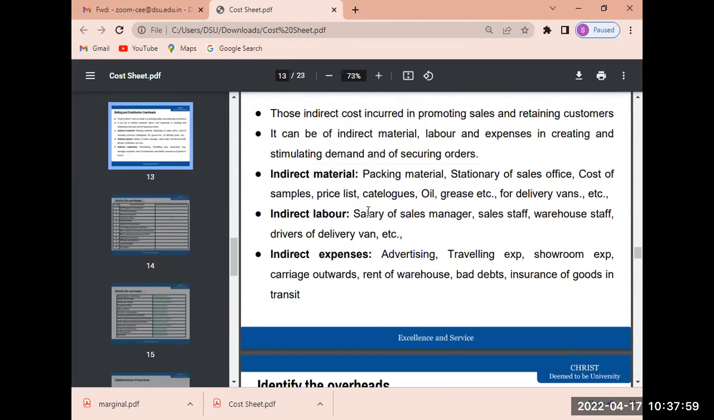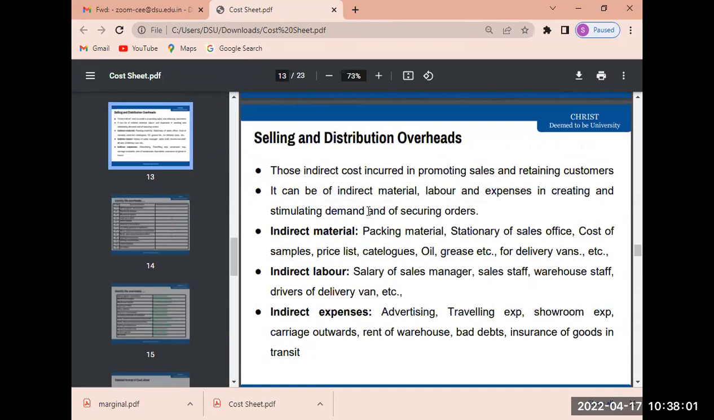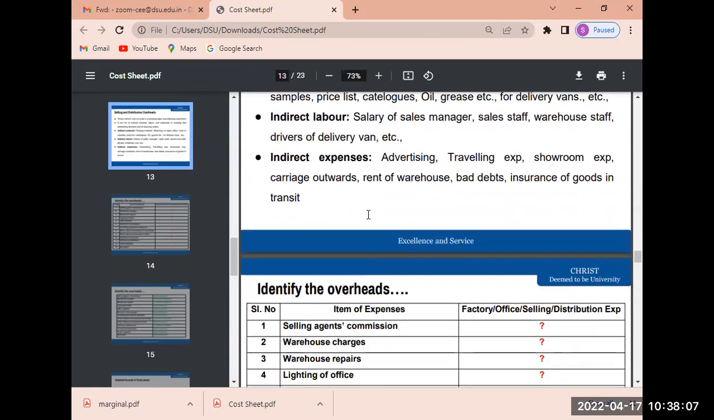Customer entertainment. Customer legal entertainment cost. Sometimes we'll entertain the customer illegally also, but that cannot be brought in here.